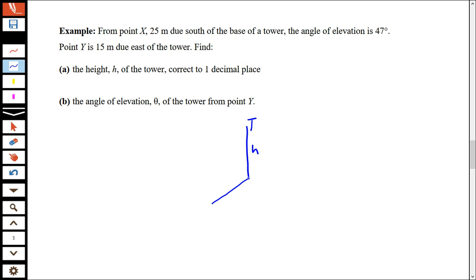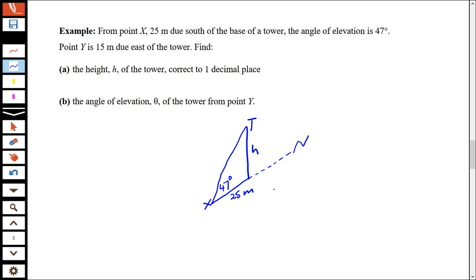And I'm going to put north out here. So this is the 3D diagram we're drawing. And it says point X is due south 25 meters. So then I'll just complete this right angle triangle down here, because it says the angle of elevation is 47 degrees.